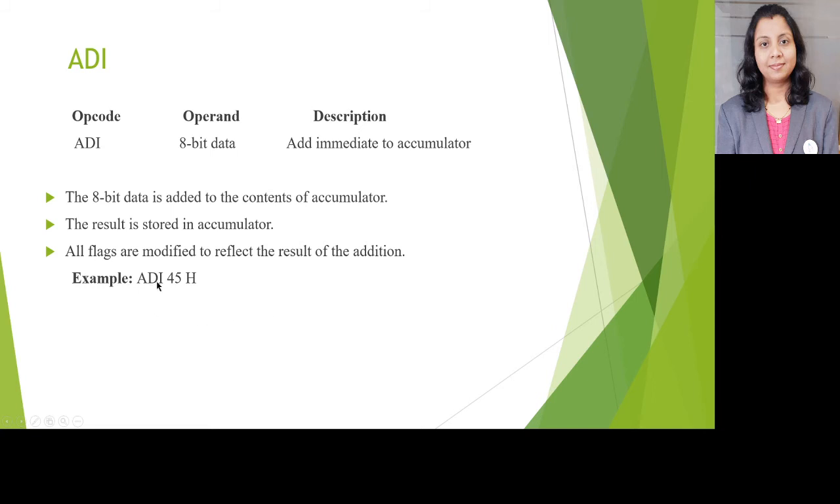Example is ADI 45H. H is hex. 45 is the immediate data. What is happening here is after execution, 45 is added to the contents of the accumulator.